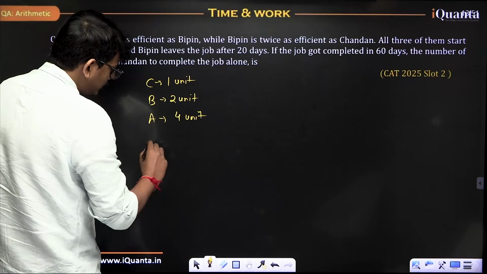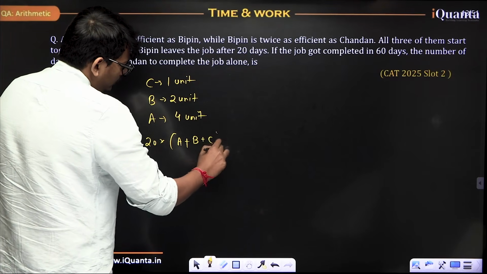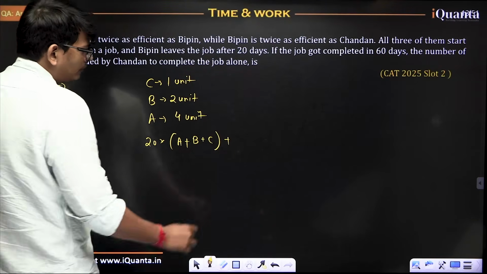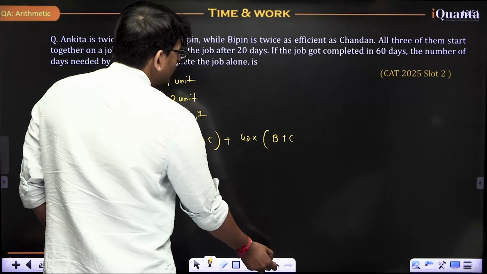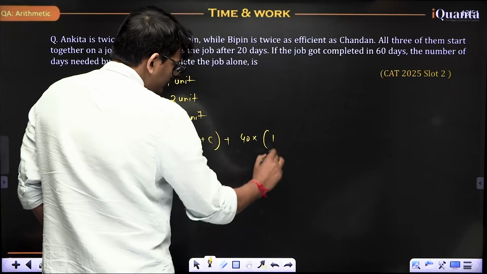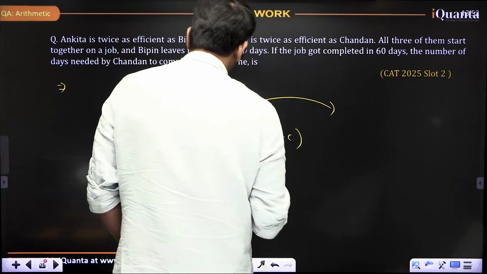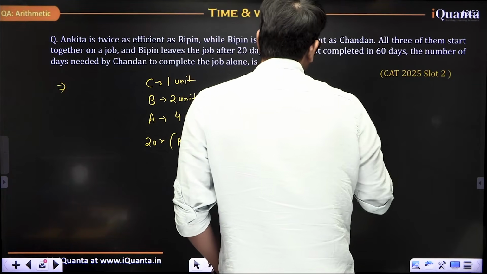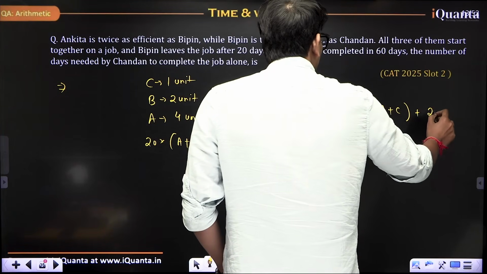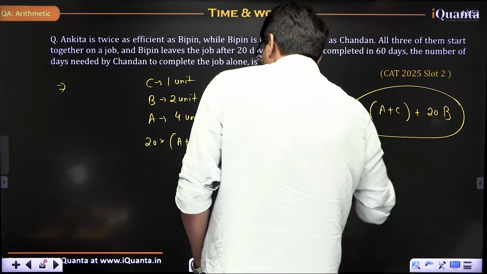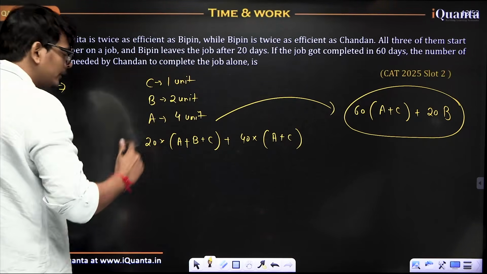So let me write this clearly so that everyone gets this part clear. And for the 40 days, only A and C worked. Or you can say it in this way also. Some people try to solve in this way, that for 60 days, A and C worked and for 20 days, B worked. So totally your choice. Both are the same thing. You will be getting the same answer from both methods.